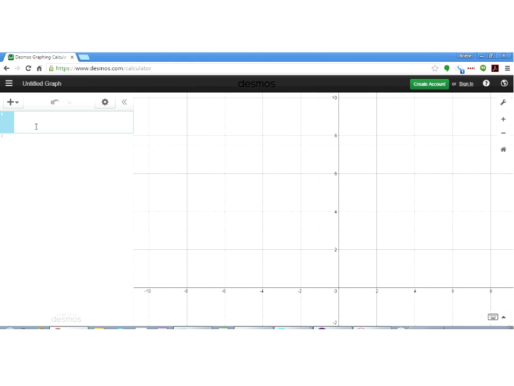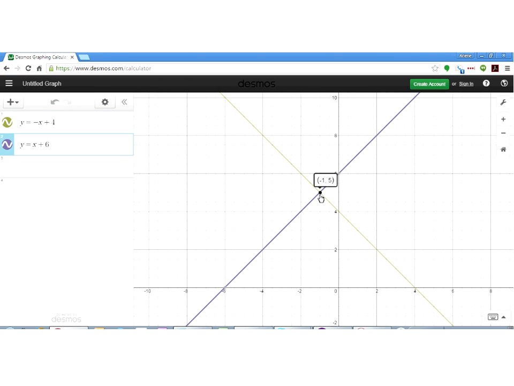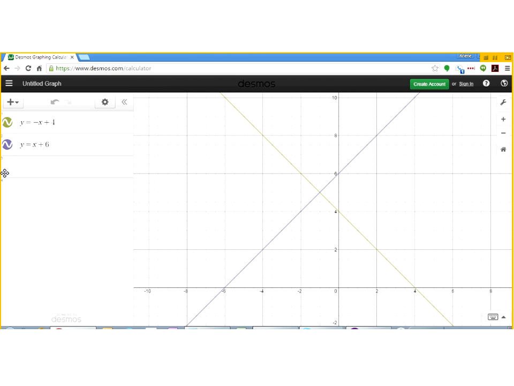All right. So our first equation was y equals negative x plus 4. There we go. We have that first equation. The line that we discovered was y equals x plus 6. Now, are these lines perpendicular to each other? Do they look perpendicular?